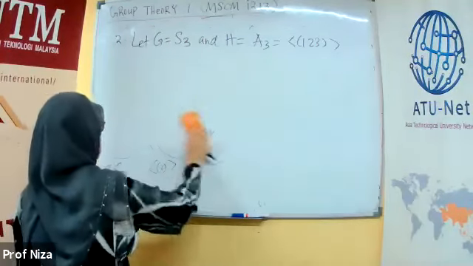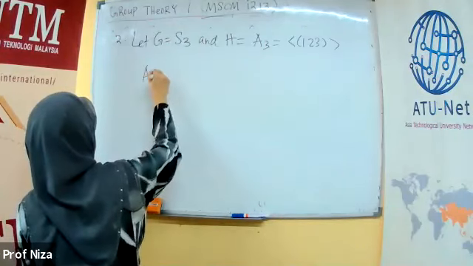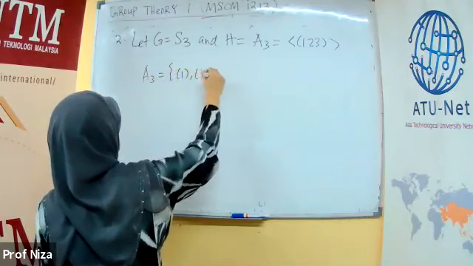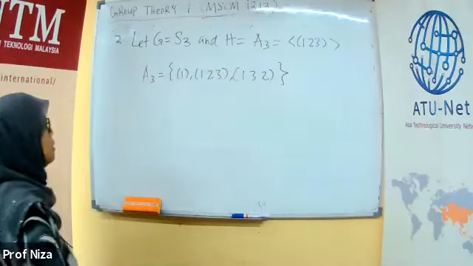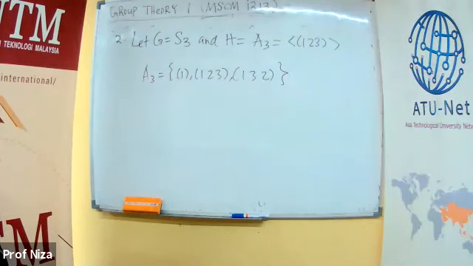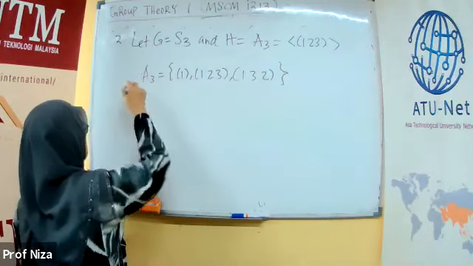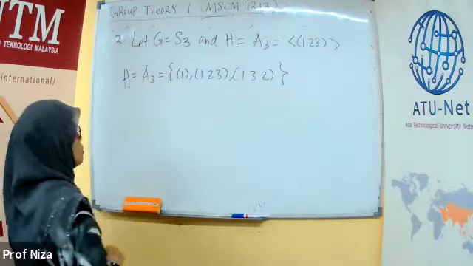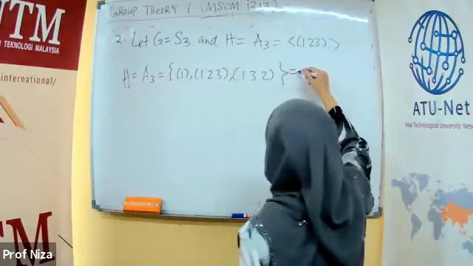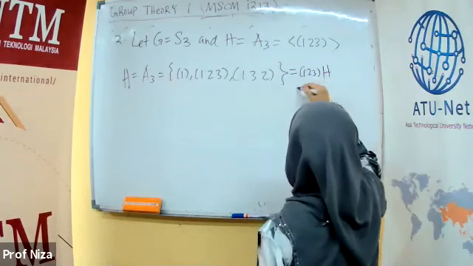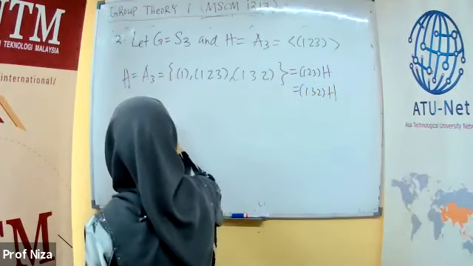Okay, so A3 is 1, 1, 2, 3, 1, 3. Call this H, right? Then you get confused. Which is equal to (1 2 3)H, which is equal to (1 3 2)H. And the next one is (1 2)H.